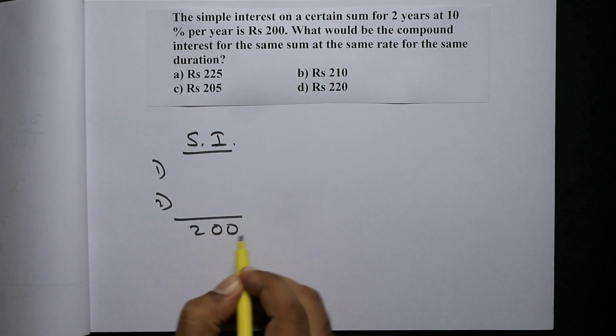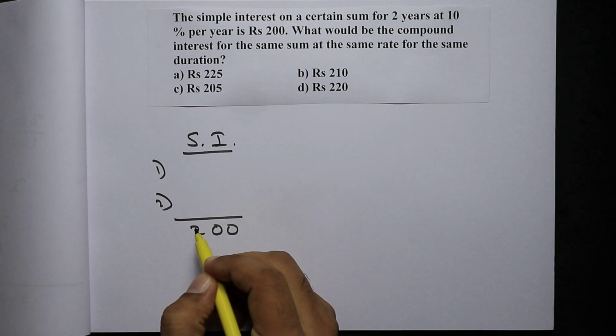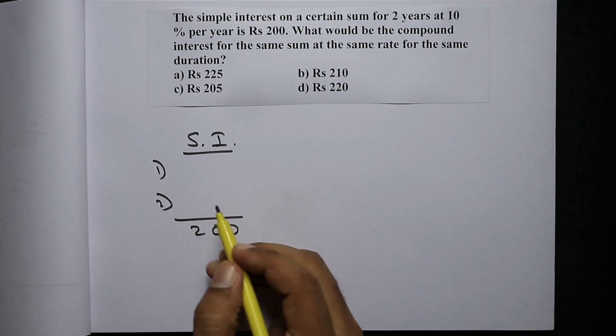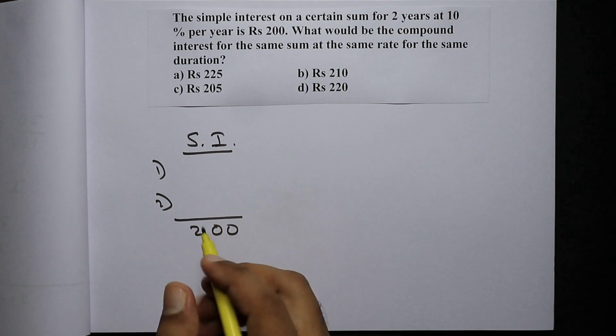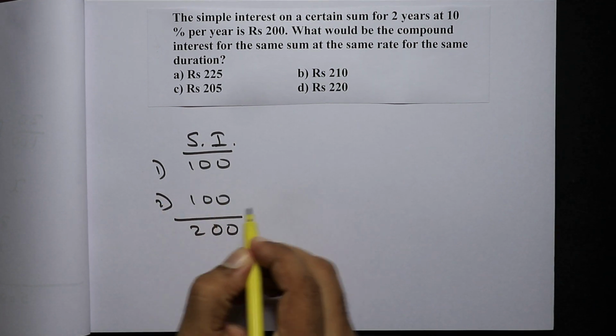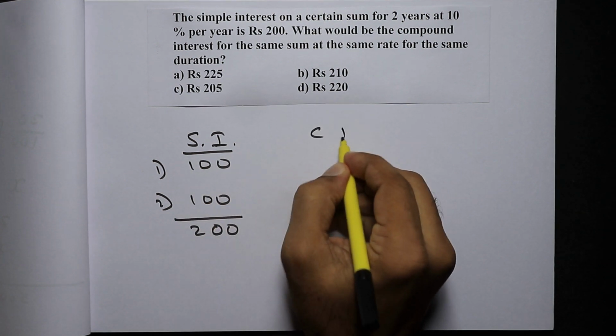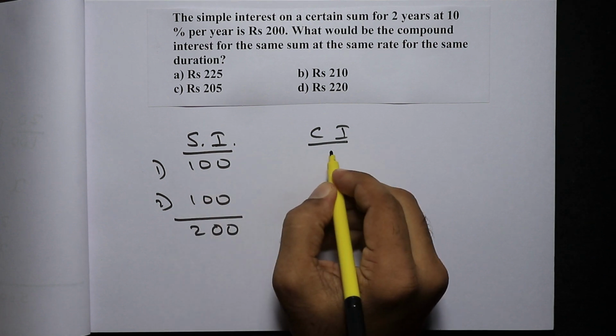Simple interest for 2 years is 200. Now, the simple interest that you get every year is always constant. You will get it as R% of principal, it is always constant. For 2 years it is 200, so the first year it has to be 100, and the second year it has to be 100. Now, simple interest for the first year and compound interest for the first year are always the same.